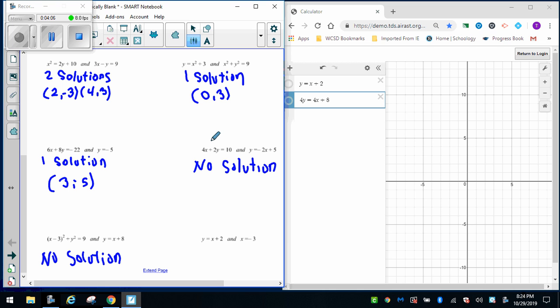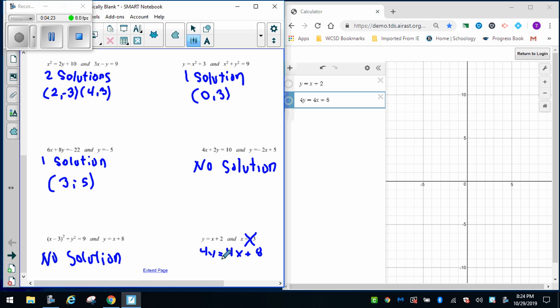For this next example, I want you to go ahead and cross off the second equation, and I'd like for you to write in 4y equals 4x plus 8. And you'll see why I did this in a minute.